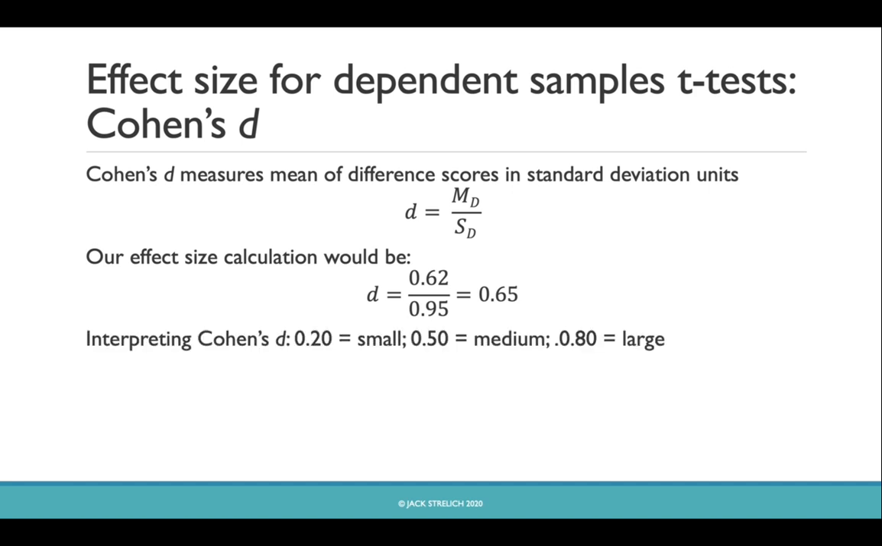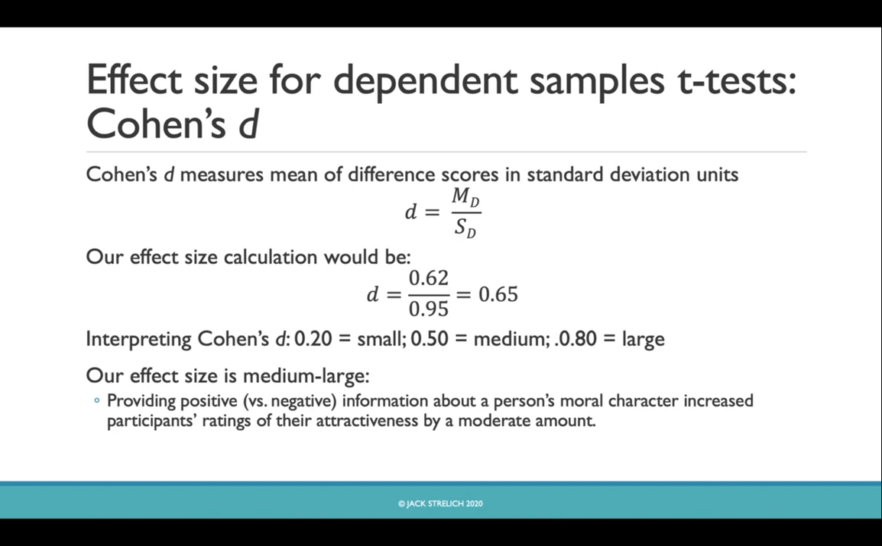Cohen's d is interpreted using the same rules of thumb that we used for Cohen's d in the context of the one-sample and independent samples t-tests. Cohen's d of 0.2 is considered small, 0.5 is considered medium, and 0.8 is considered large. So here, our effect would be considered medium to large. This tells us that providing positive, as opposed to negative, information about a person's moral character increased participants' ratings of their attractiveness by a moderate amount.